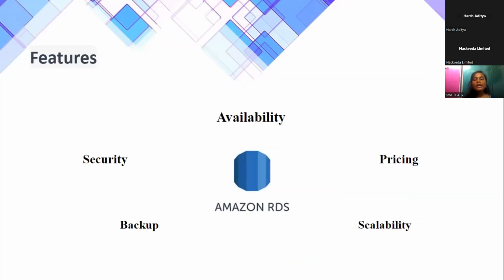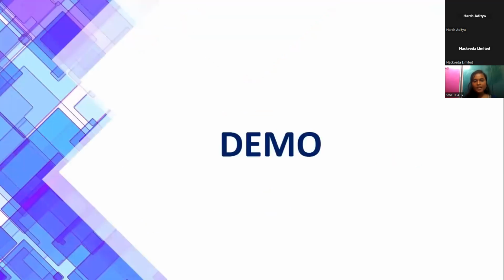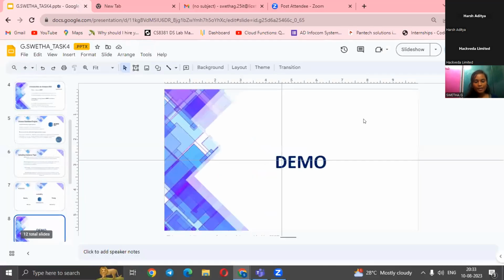And features: Amazon RDS has high availability. We can store highly available data in our database system, and it follows encryption and security policies. It also provides backup options, and pricing is affordable compared to other cloud services. Let me show you a demonstration of our database creation.